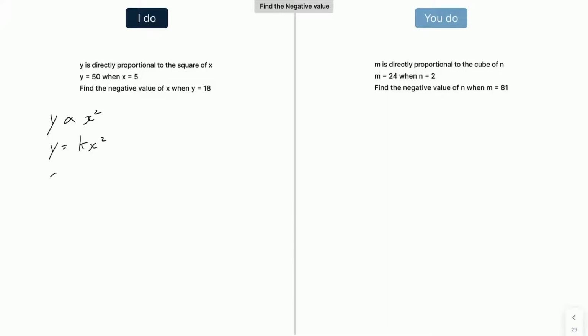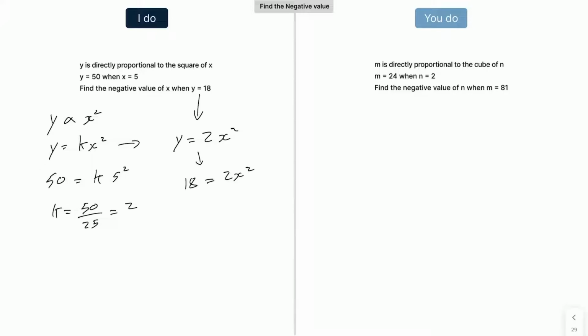And now subbing the values in, that's 50 is equal to k times 5 squared, which is 25. We've just done something similar. So that's going to be 25 there, which then becomes 2, which means I can write this as y is equal to 2x squared. Now it says find the negative value of x when y is 18. So let's put y is 18 into this. So that then becomes 18 is equal to 2x squared.